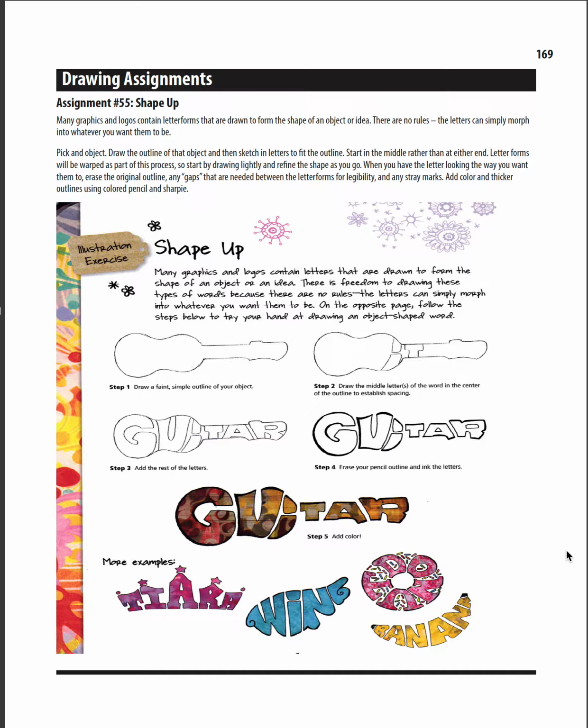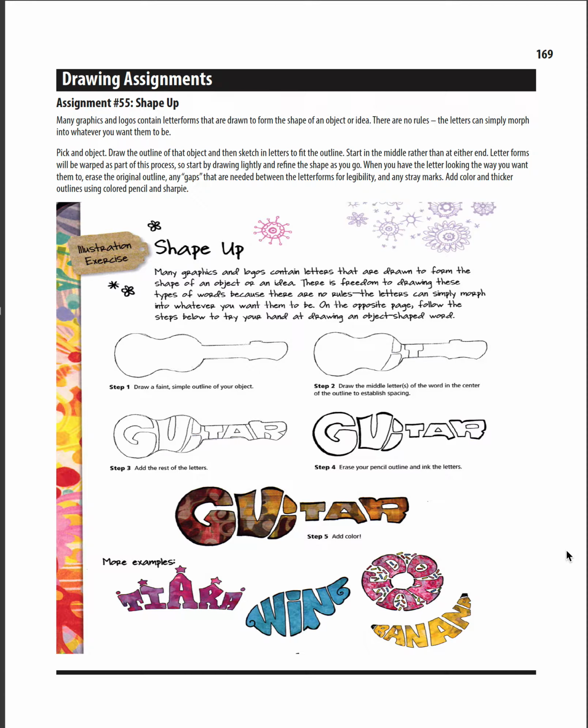The basic idea is that you're going to pick a word that has a visual element to it, and there are certain ones that are just too challenging to do because they get skinny. So there's overly thin parts that might not work out as well, but you're going to take a word and you're going to make that word look like what it is. The examples that are shown here are, of course, guitar, tiara, wing, donut, and banana.